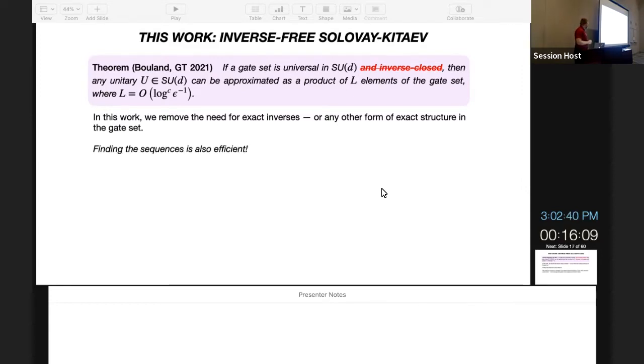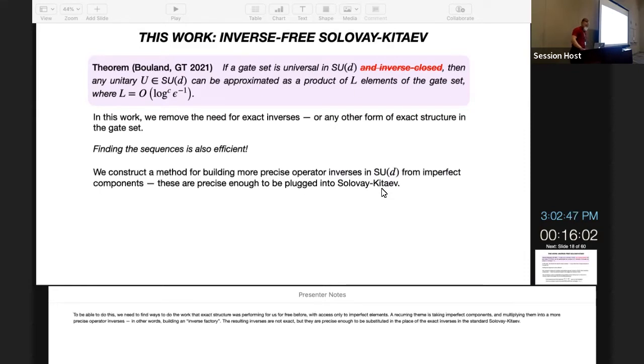And furthermore, the algorithm for finding sufficient sequences is itself efficient, polylogarithmic. So to be able to do this, we need to find ways to do the work that the exact structure was doing for us before, while only using epsilon-imperfect components. The recurring theme will be that we take epsilon approximations to ideal components and multiply them in a way to reach a precision higher than epsilon. We'll build such an inverse factory that builds approximate inverses precise enough to be plugged in where the exact inverses are expected.